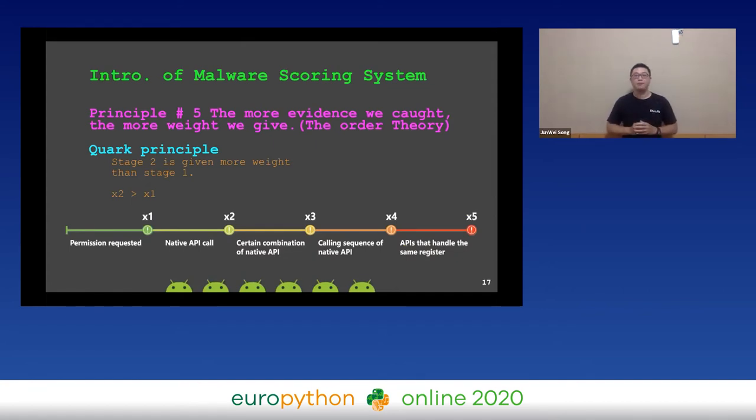So now let's look at principle number five. The more evidence we caught, the more penalty weight we give. So we give stage two more weights than stage one, and we give stage three more weights than stage two, etc.